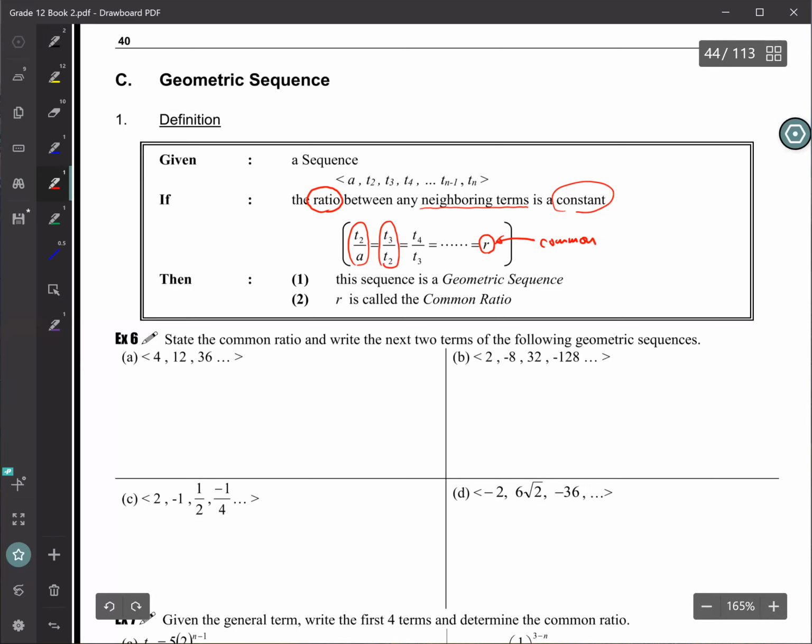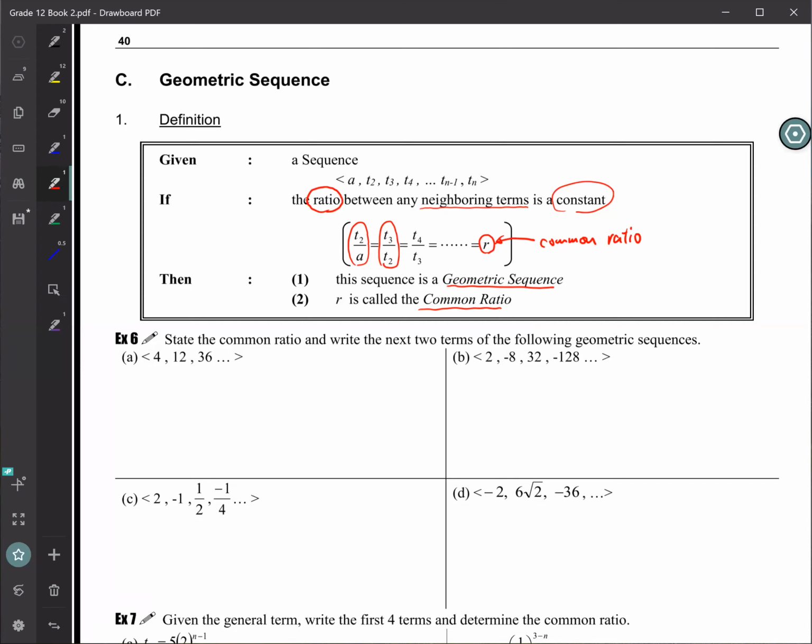Common ratio. The ratio could be a fraction, could be an integer, could be positive, could be negative. If this happens, it's called a geometric sequence, and the r is the common ratio.